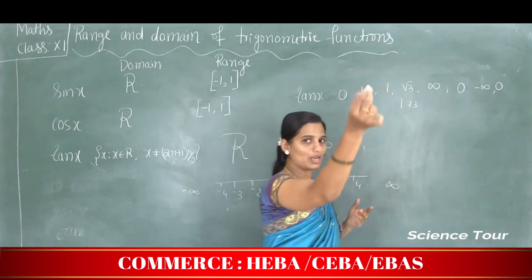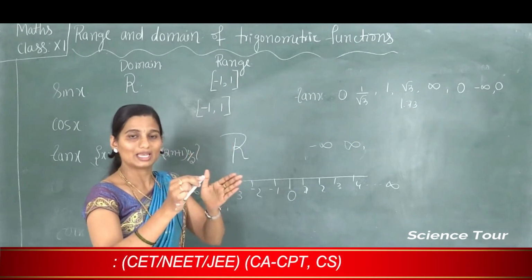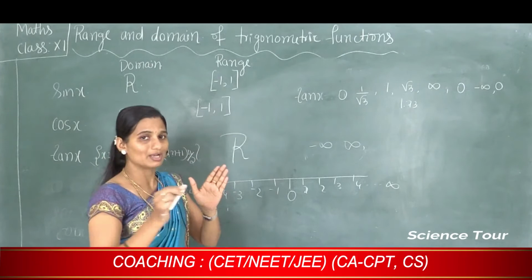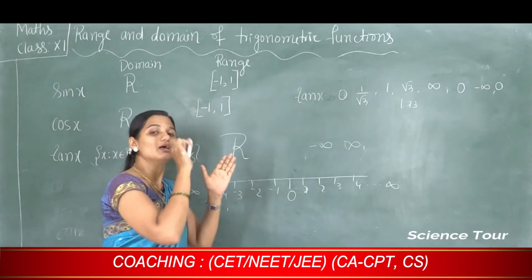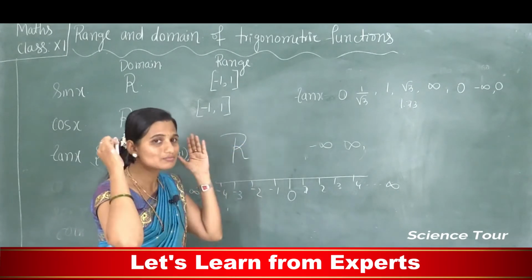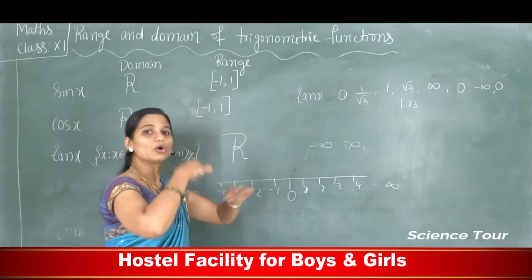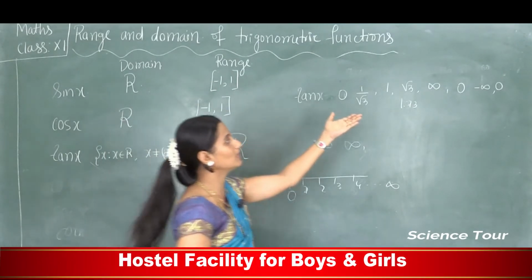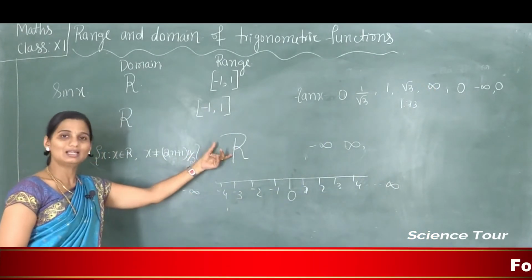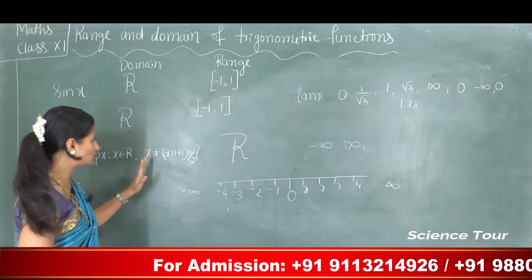It crosses 1. But in sine and cos, the limit is minus 1 to 1. It does not cross 1. The value, whatever it is, is between minus 1 and 1. We get 0.7, 0.5, 0.86, but it is within minus 1 and 1. But in this case it crosses 1, up to infinity. So that is called the set of all real numbers. Clear now? Range and domain of this one. You understood, I guess.